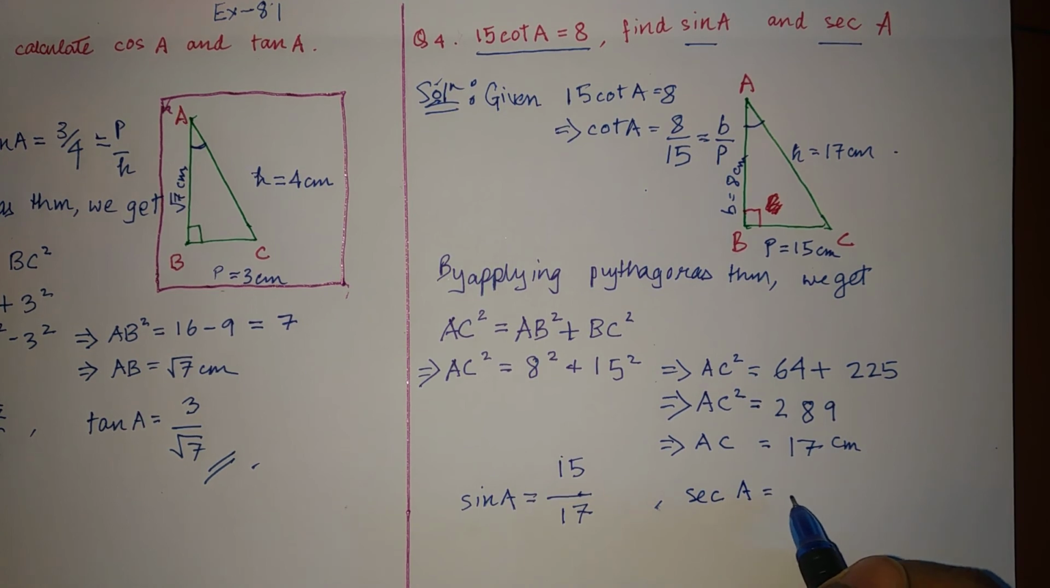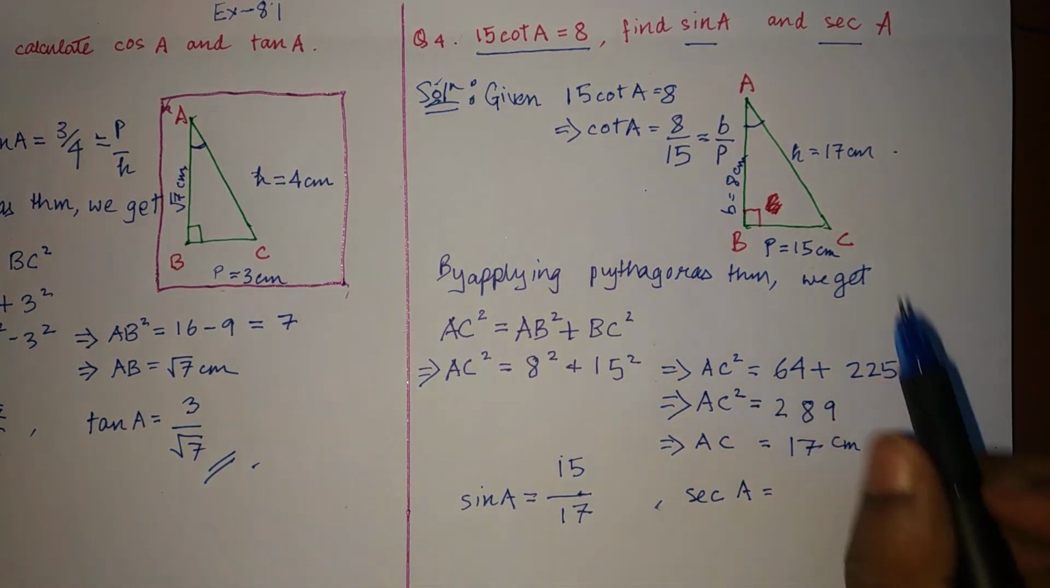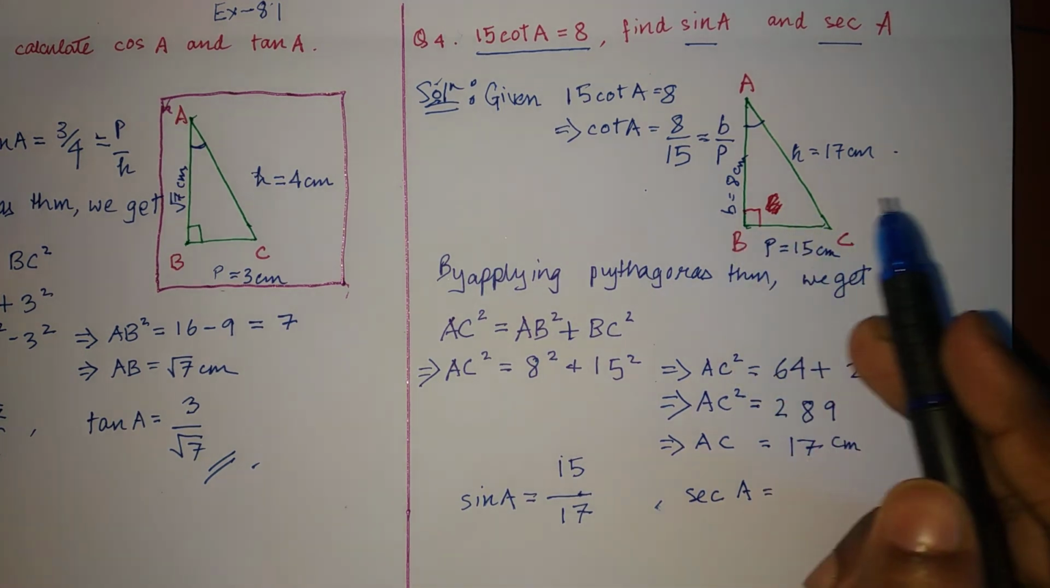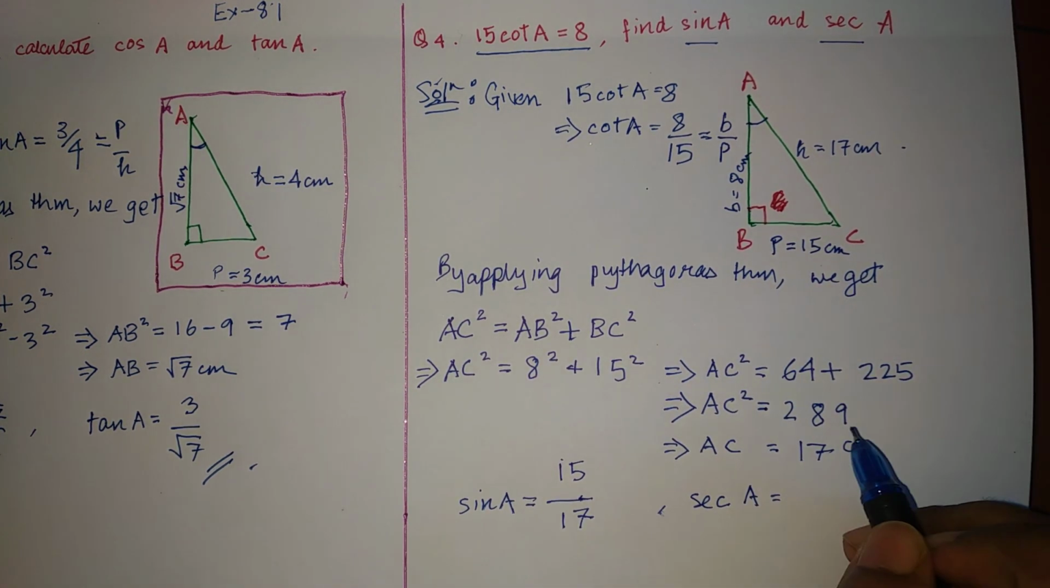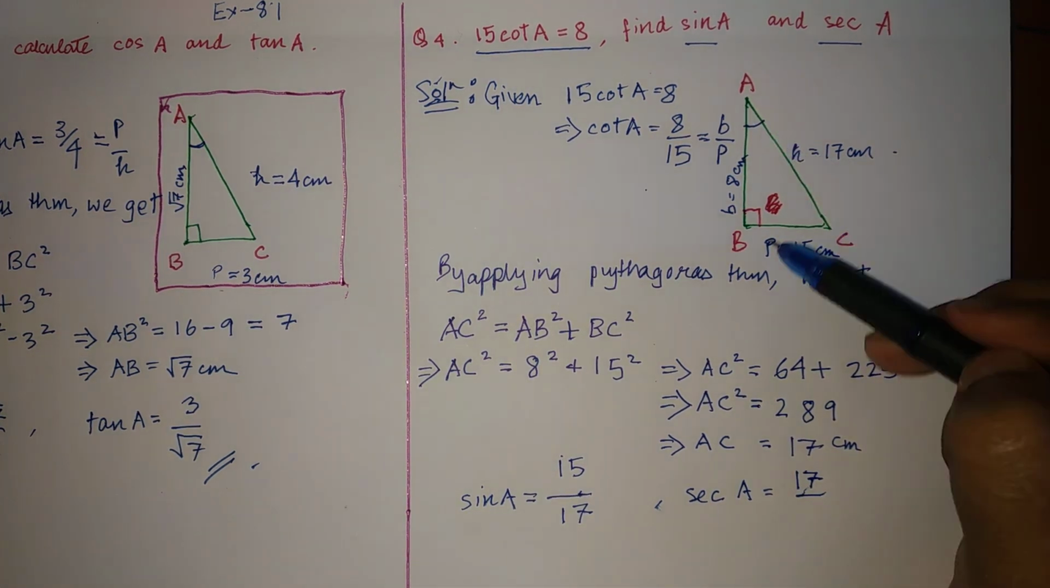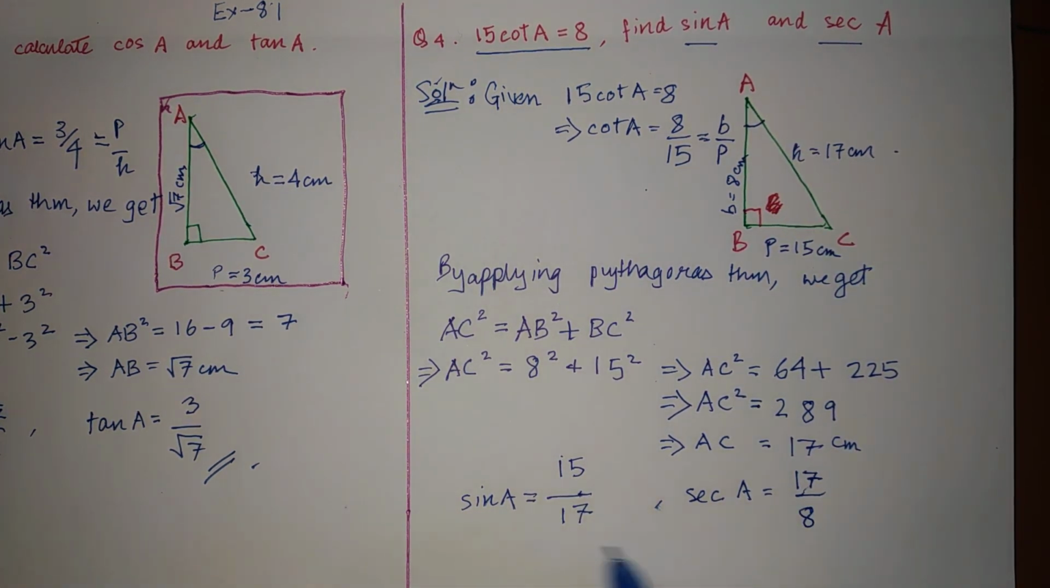Sec A is equal to reciprocal of cos theta, which is hypotenuse by base. What is the value of hypotenuse? It's 17. And what is the value of base? It's 8. So you get the value of sec A as 17 by 8.